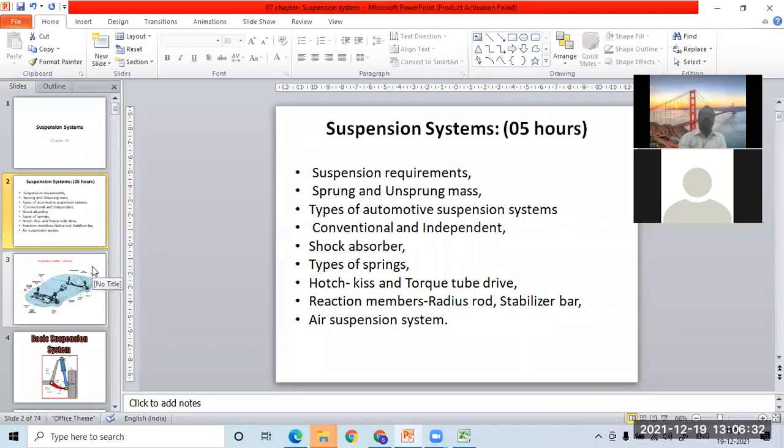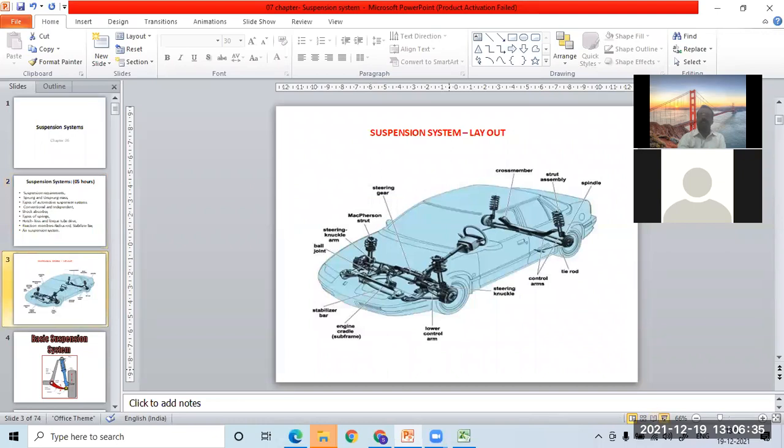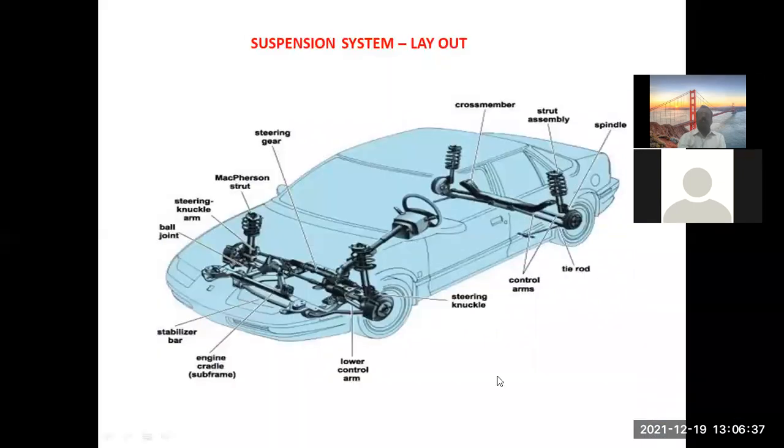Moving ahead. So here we have your vehicle, and you can see over here something above the axle. This is your front axle, and here the spring system, here and here. So this basically is your suspension system.